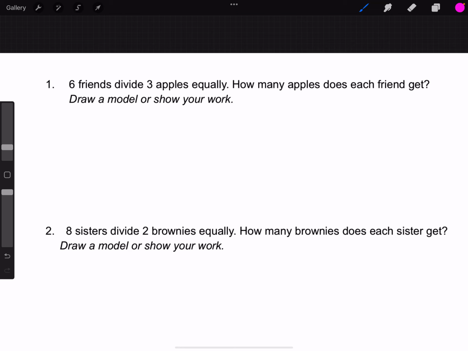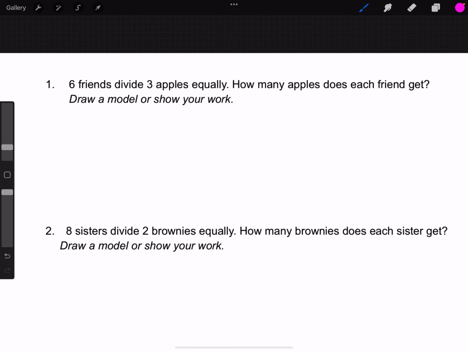So this is question number 1. 6 friends divide 3 apples equally. How many apples does each friend get? Draw a model or show your work. Now, some students are going to be able to see that relationship between 3 and 6 pretty quickly, but we're really trying to give this idea of having to show your work to see what your thinking is, because that really becomes even more important than the answer sometimes, is being able to communicate that thinking. So we have a phrase in class, if you can't show it, you don't know it. So there has to be a way to show that.